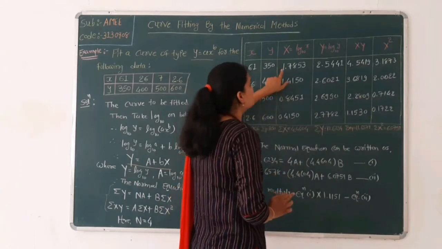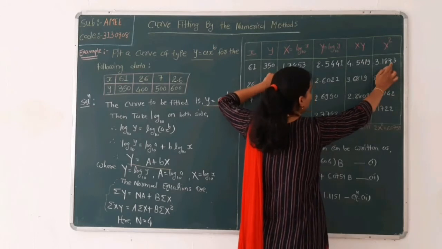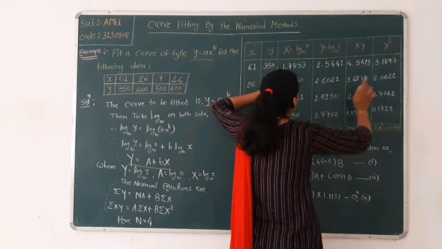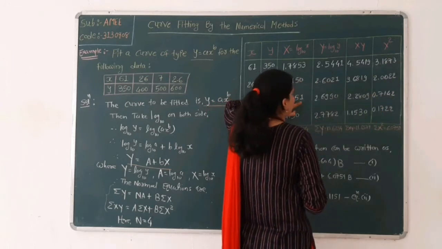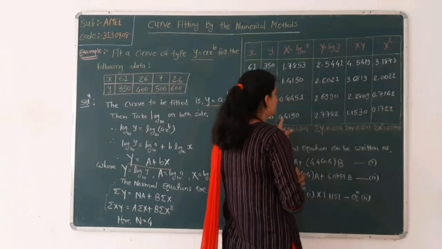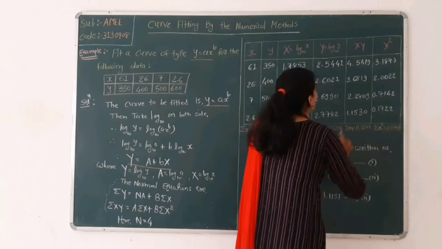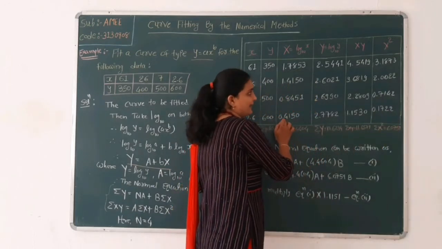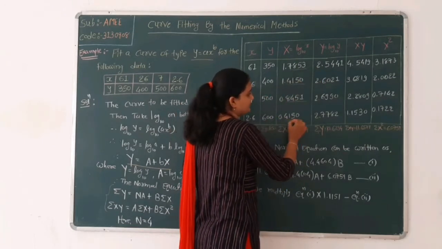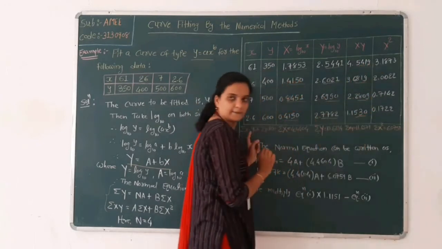And last, capital X square. So we square all the values. So first value 3.1873, square of 1.4150 is 2.0022, 0.8451 square is 0.7142, and square of 0.4150 is 0.1722. Now we write all the data in 4 decimal places.